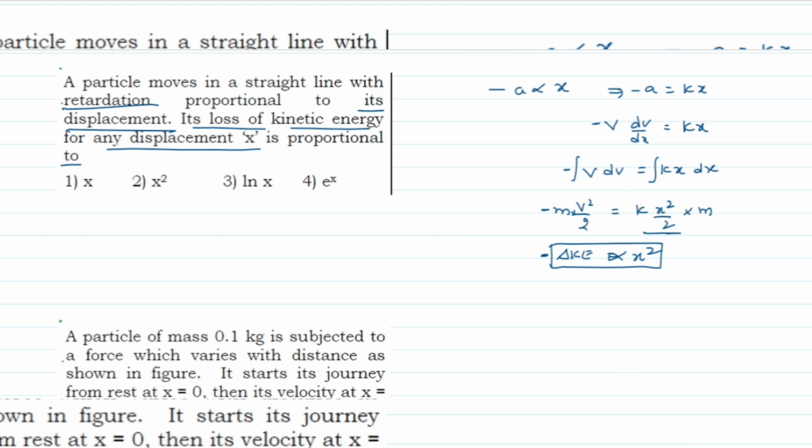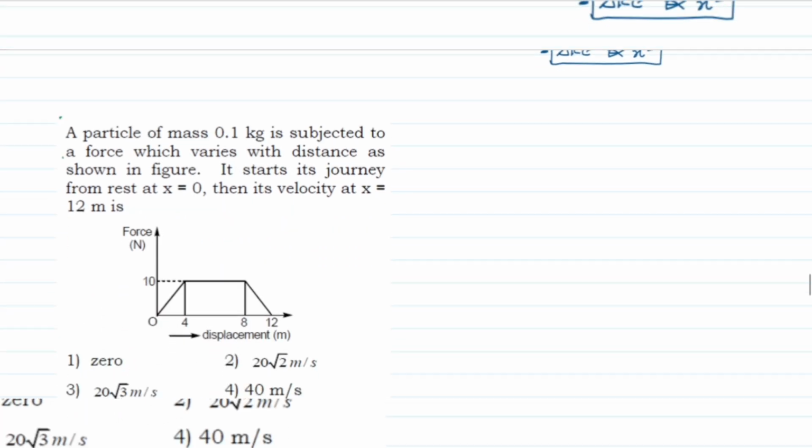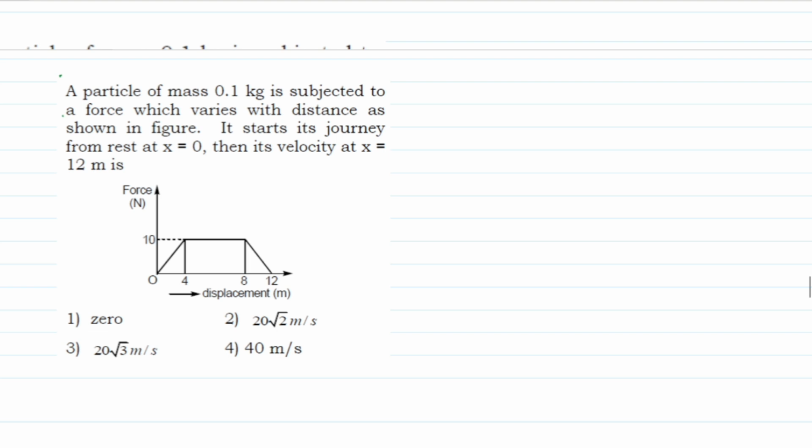A particle of mass 0.1 kg is subject to a force which varies with the distance as shown in the figure. It starts journey from rest at x equal to 0, then its velocity at x equal to 12 meters they are asking. Now here the graph is given, force and displacement graph, you know, it gives the work done. So here they are asking velocity at x equal to 12 meters distance. So work done you can calculate here.